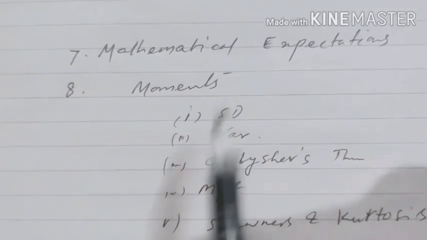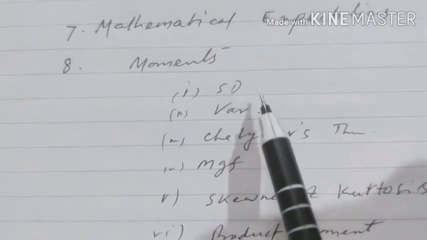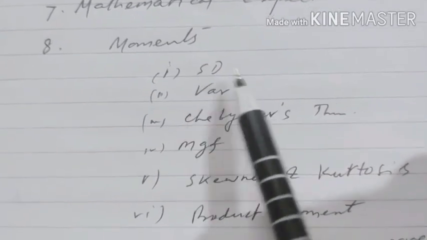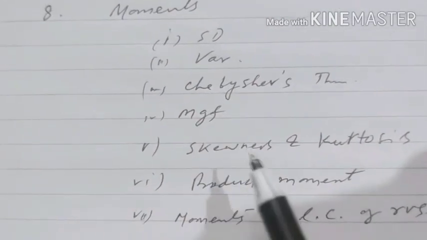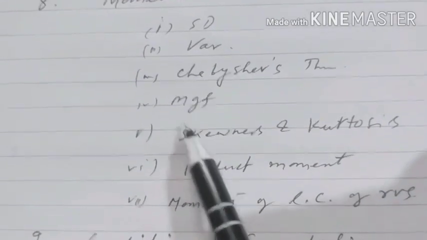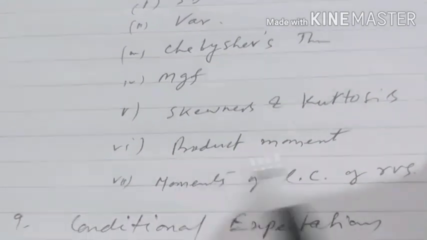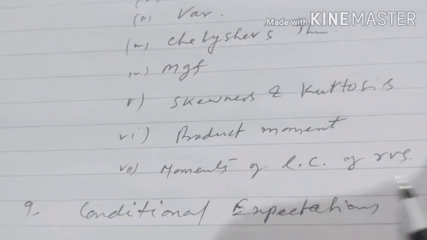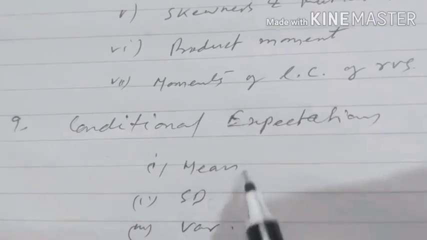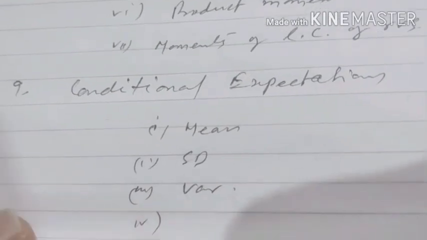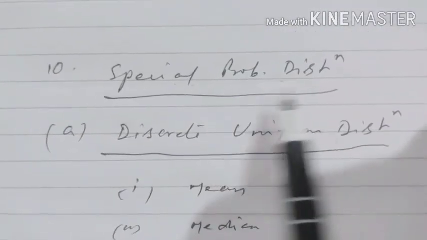Next is the moments. And in the moments, you have to find out the standard deviation, variance, Chebyshev theorem, marginal function, skewness and kurtosis, product moment, moments of linear combination of a random variable, conditional expectation, similarly mean, standard deviation, variance and etc.